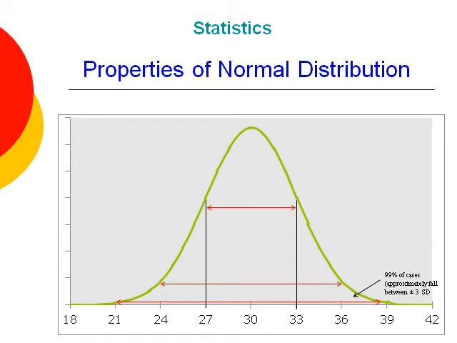Another way of looking at this is that approximately 680 test takers scored between 27 and 33, and approximately 950 test takers scored between 24 and 36. Before going to the next slide, see if you can answer this question. How many test takers scored lower than 21 or higher than 39?